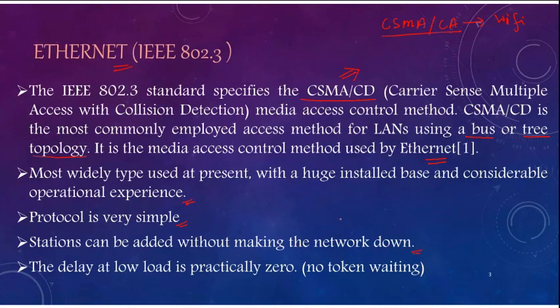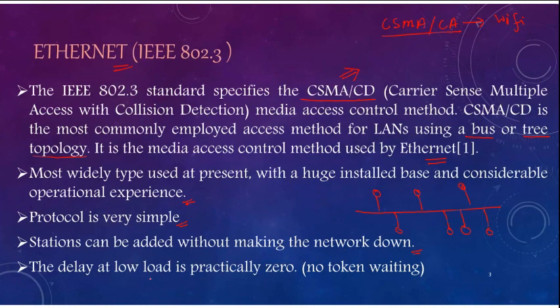So once we want to add a new station, because it is having a bus topology, we already know that in a bus topology there will be a common cable, and to that there will be different stations connected. If we want to add another station, we can directly add it. It is not that complex, and it will not stop the working of the previously connected devices. So stations can be added without making the network go down.